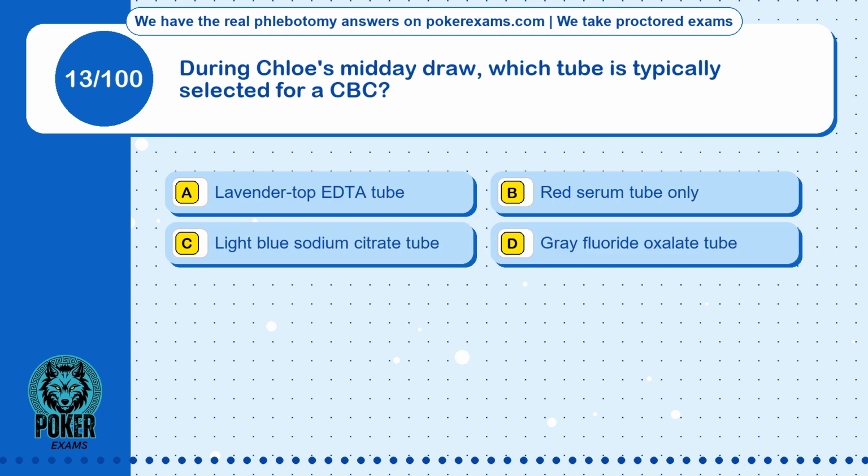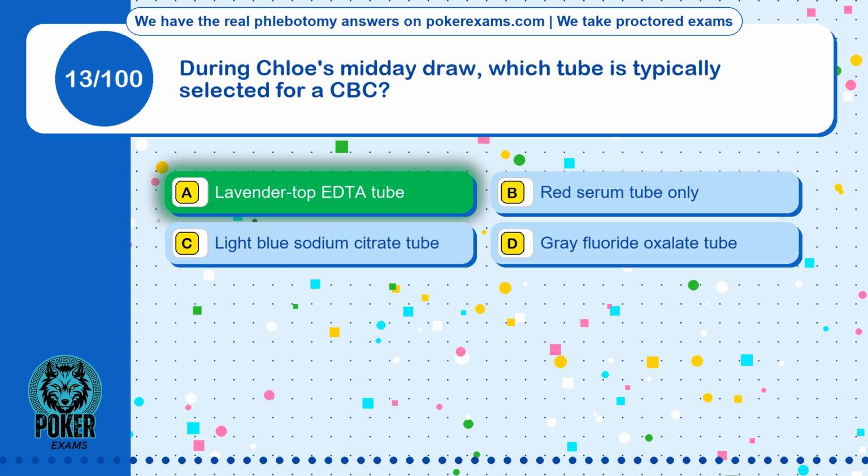Question 13. During Chloe's midday draw, which tube is typically selected for a CBC? Option A, lavender top EDTA tube. Option B, red serum tube only. Option C, light blue sodium citrate tube. Option D, gray fluoride oxalate tube.